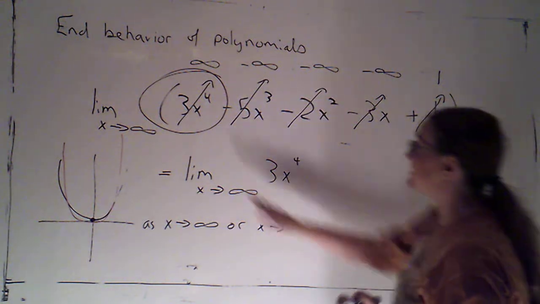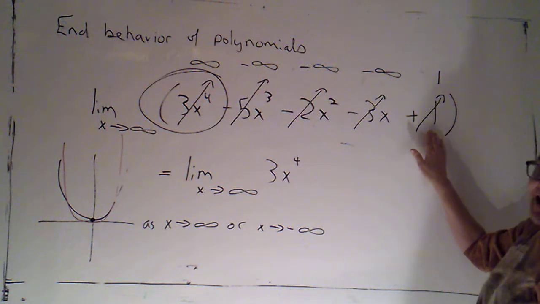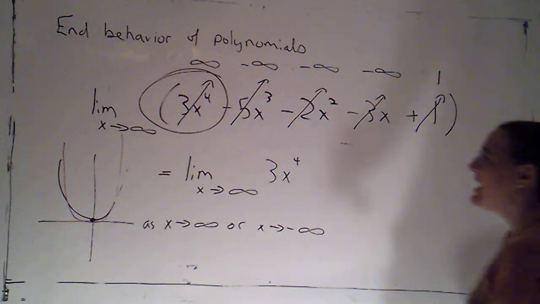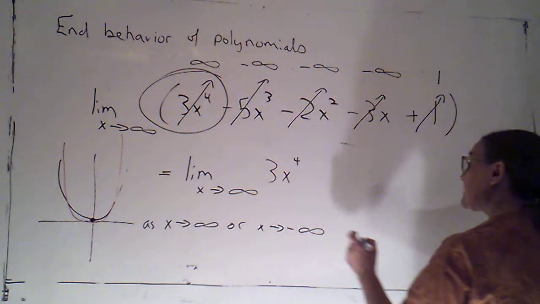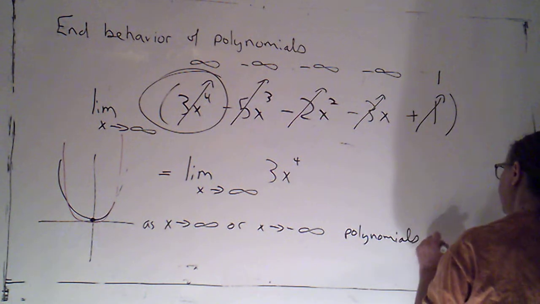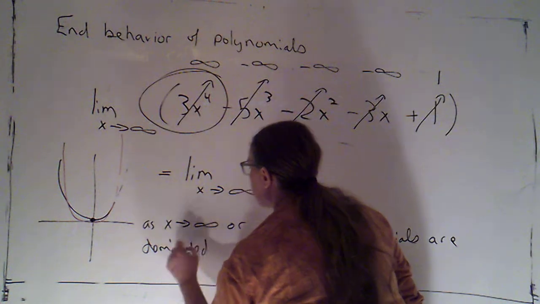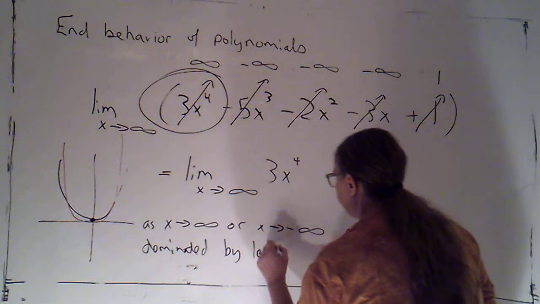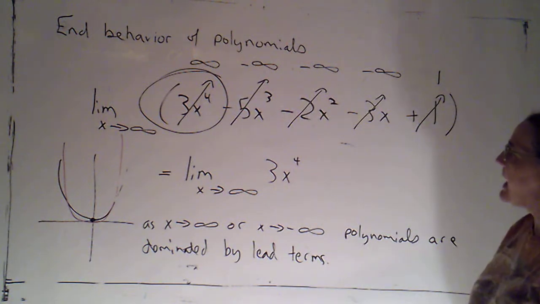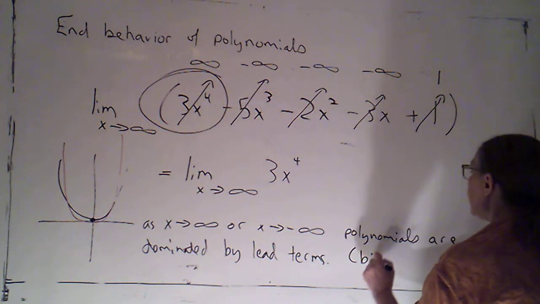For example, if x is 0, that kills off all of these terms. 1 is very happy because it gets to be right where it wants to be at 1. Okay. But as x goes to infinity or x goes to negative infinity, we say polynomials are dominated by their lead terms. Okay. Now, the lead term is the one with the biggest power.